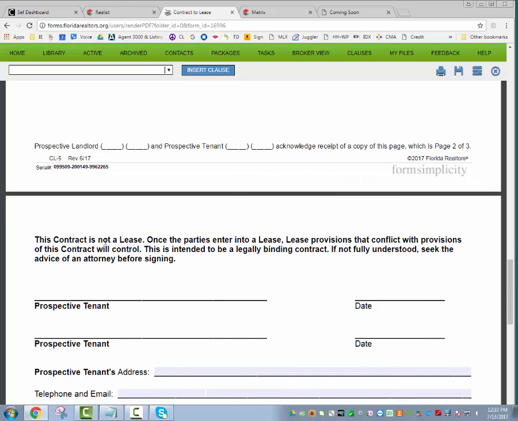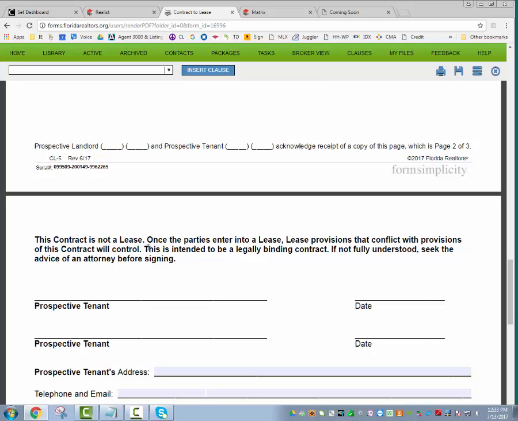And right here, just above the signatures, this contract is not a lease. Once the parties enter into a lease, lease provisions that conflict with the provisions of this contract will control. So if there was something on this contract to lease that was not brought over to the lease and nobody noticed it and everybody signed, you're done. That provision is gone because the lease overrides the contract to lease.